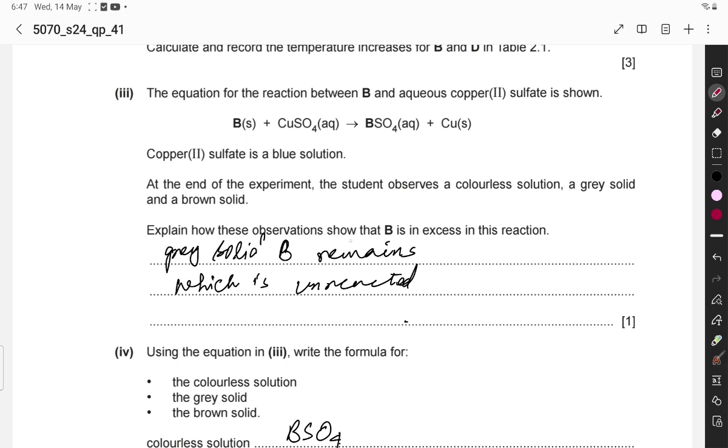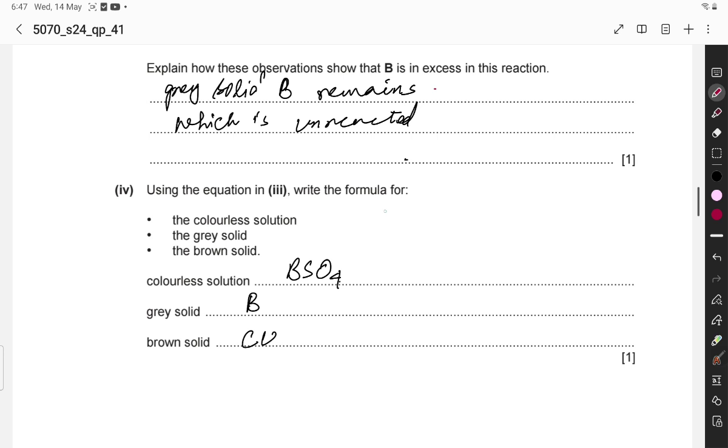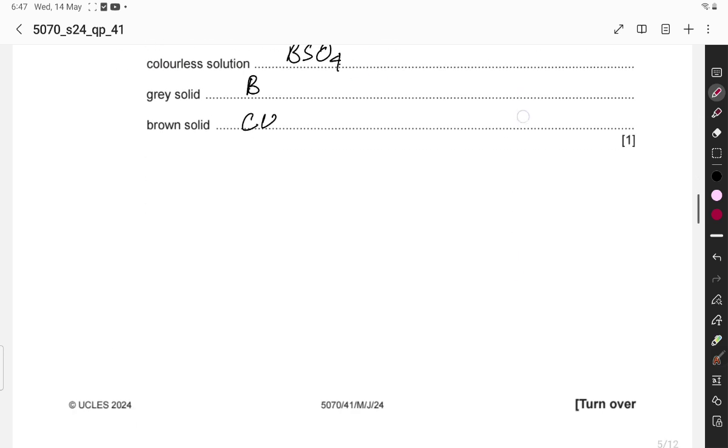Explain how these observations show that B is in excess in this reaction. The gray solid, B, remains in the container unreacted. Using the equation in 3, write the formula for the colorless solution, gray solid and brown solid. The colorless solution is BSO4, the gray solid is B, and the brown solid is copper.